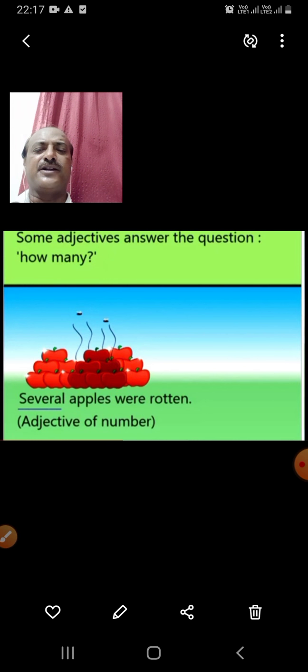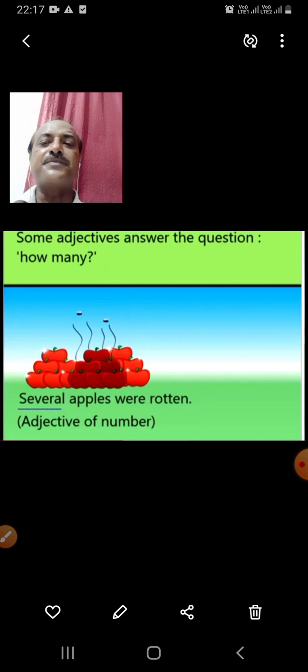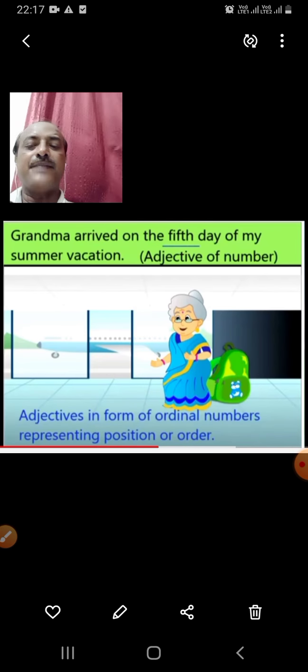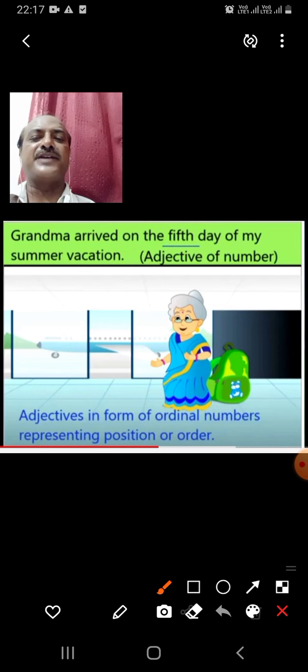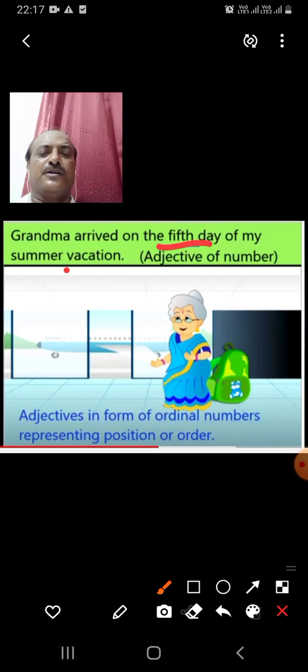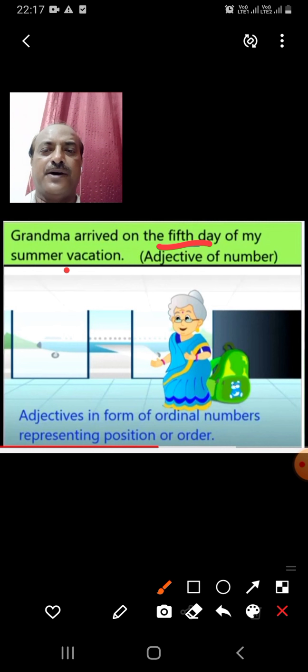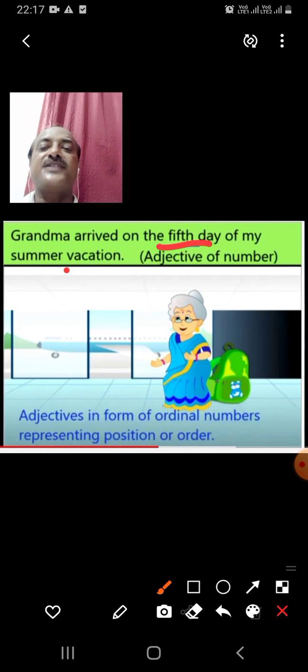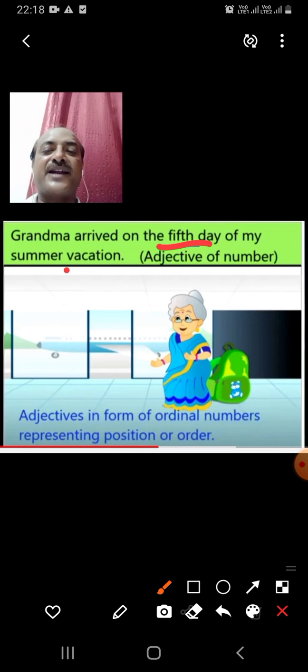Several apples were rotten. How many? Several. Several means many apples were rotten. Rotten means not good to eat. Grandma arrived on the 5th day of my summer vacation. So, 5th, it is a cardinal number. First, like we say, he came first in the race. She came second in the class. He is sitting on the 3rd bench. So, first, second, fourth, third, these numbers tell us the exact number. So, they are known as adjectives of number.